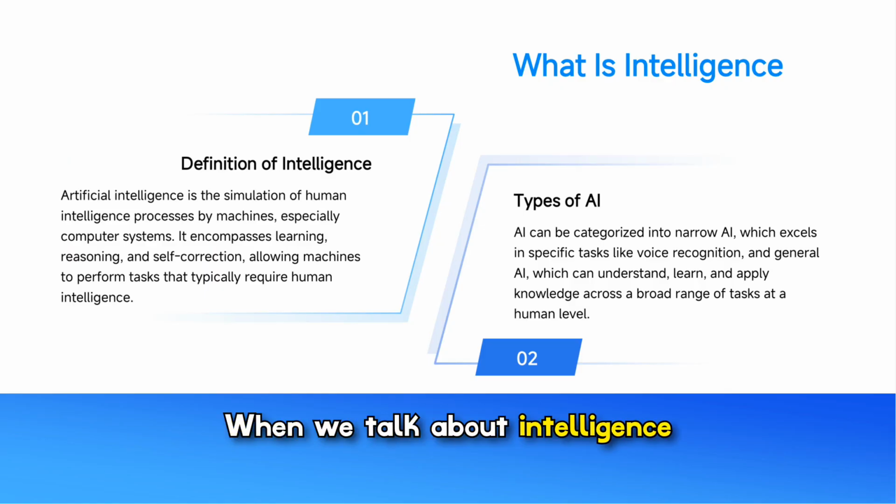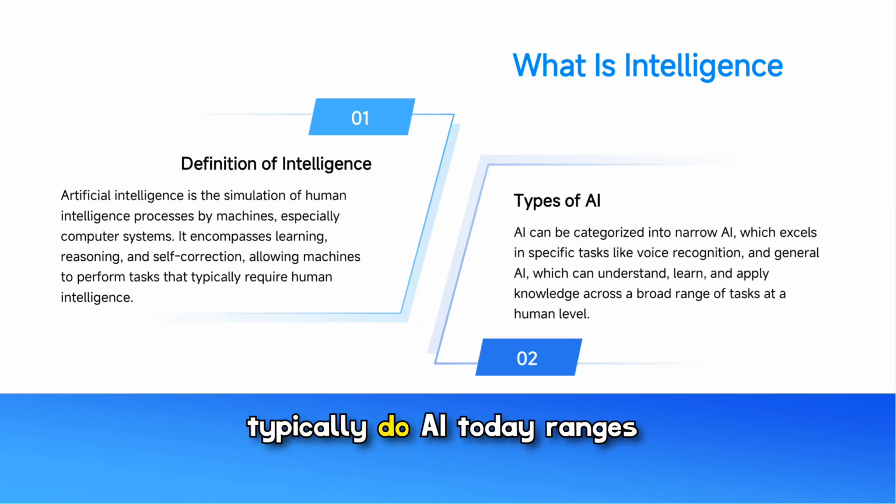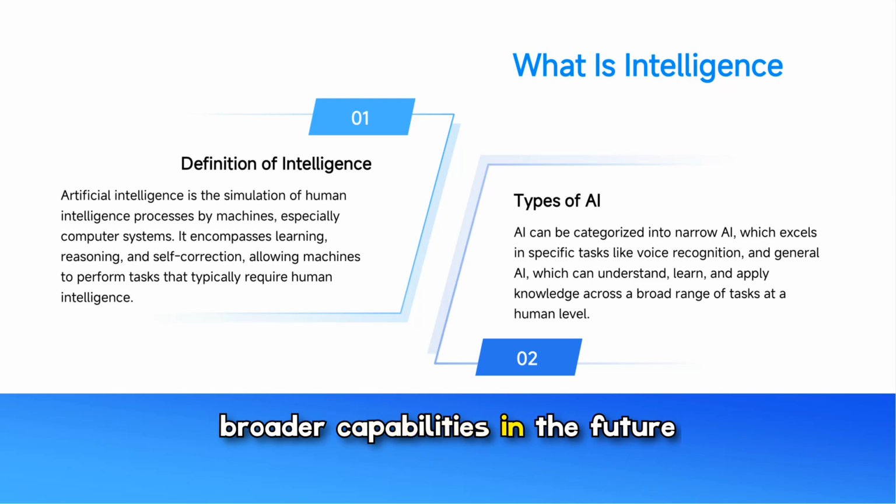When we talk about intelligence in machines, we mean systems that can learn, reason, and adapt to perform tasks humans typically do. AI today ranges from narrow systems that excel at one task like speech recognition to early efforts toward general intelligence that can transfer learning across domains, helping us imagine broader capabilities in the future.